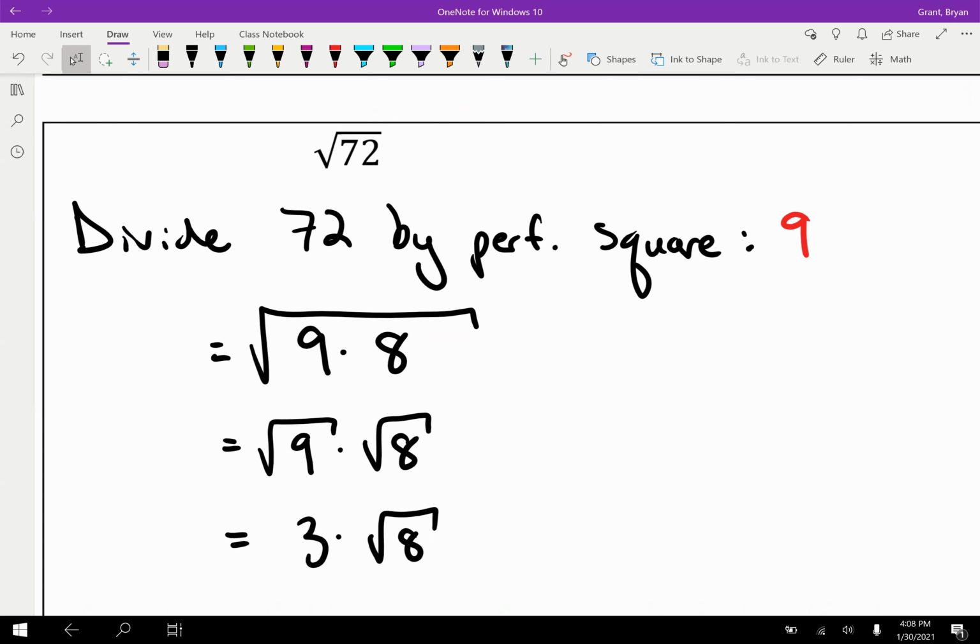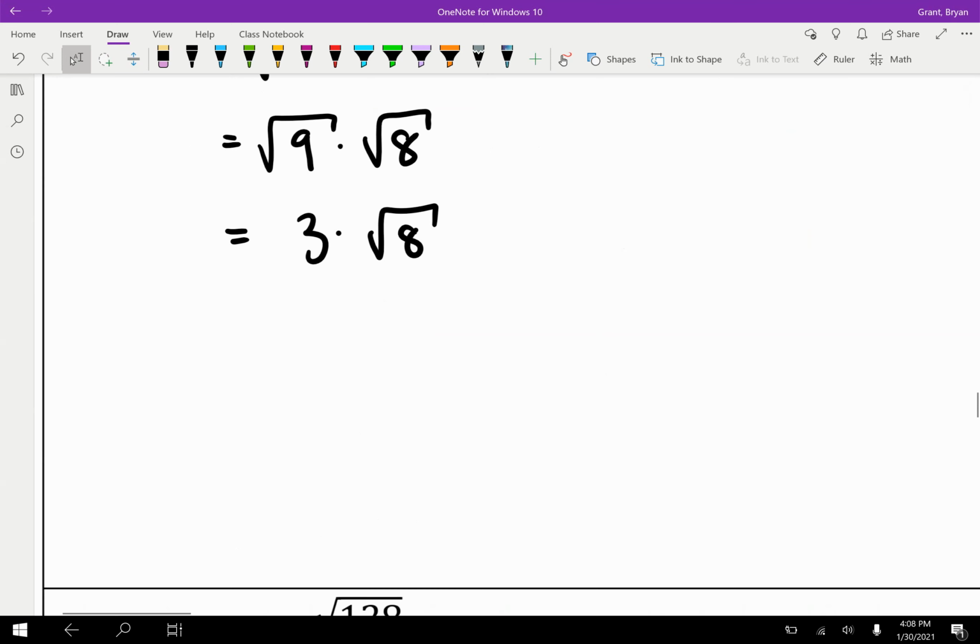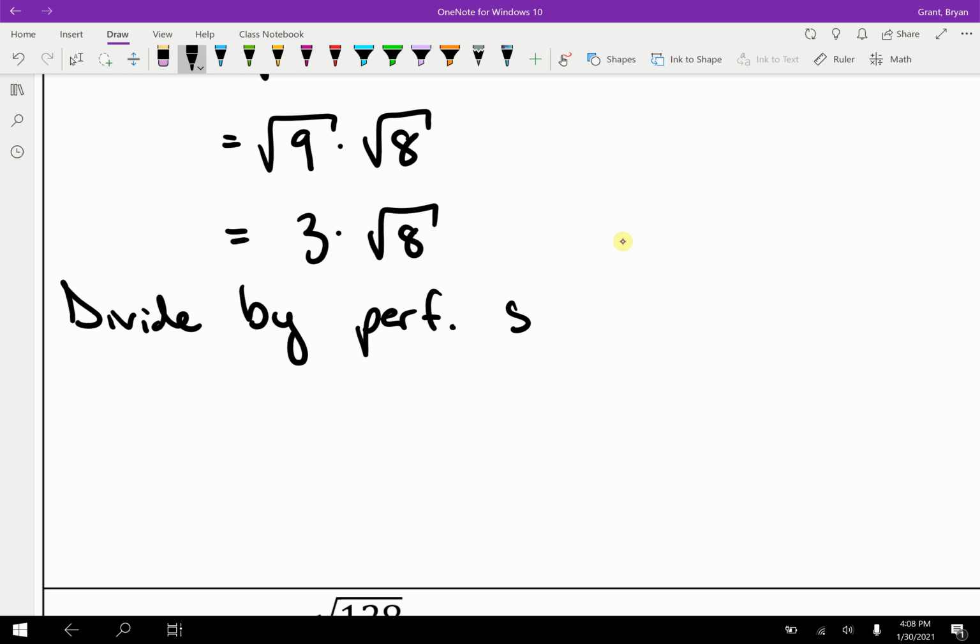But is this fully reduced? No. And the reason not is because we can still take the number inside the square root and continue to divide that. There's another perfect square in here. So we're going to divide by another perfect square. We're going to divide 8. Maybe I should have put that there. Divide 8 by another perfect square.